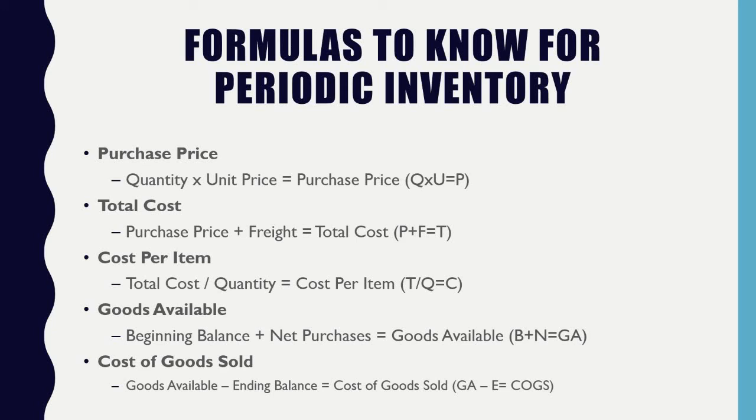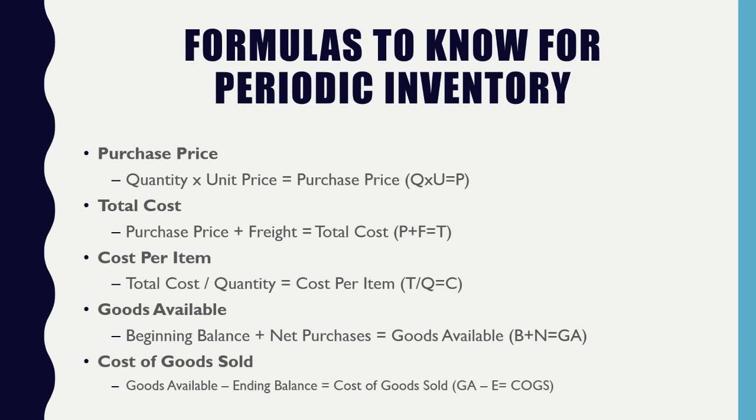Of course, goods available is going to be the beginning balance of inventory plus net purchases, and the cost of goods sold is going to be the goods available minus the ending balance. Everything that you see here is identical. The only difference is that when we calculate the total cost of the cost of goods sold, we're not going to start from the top batch. We're going to start from the bottom batch.